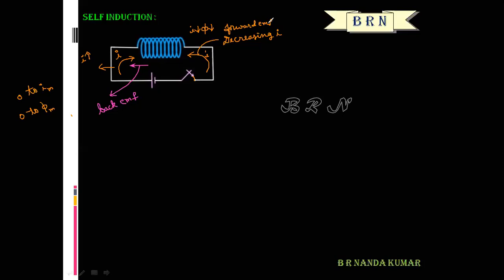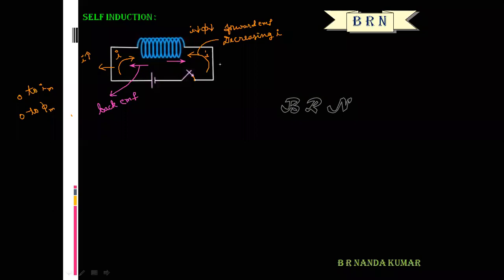Okay. So the EMF which opposes the decreasing current, the decay current, is called the forward EMF. The EMF which opposes the increasing current, that is the growth current, is called the back EMF. So which one is greater here?